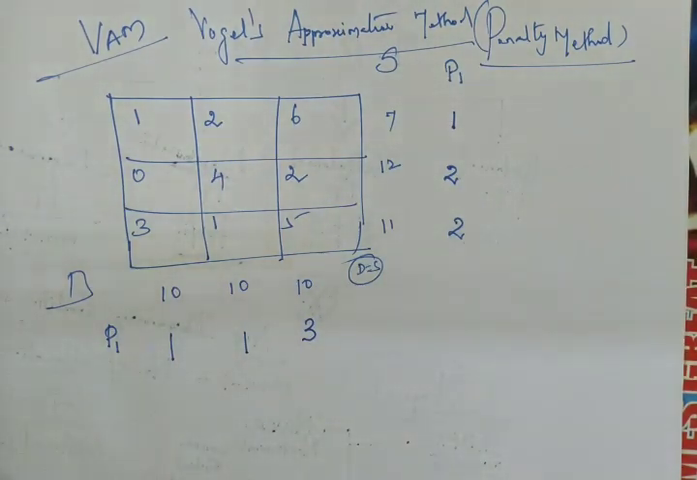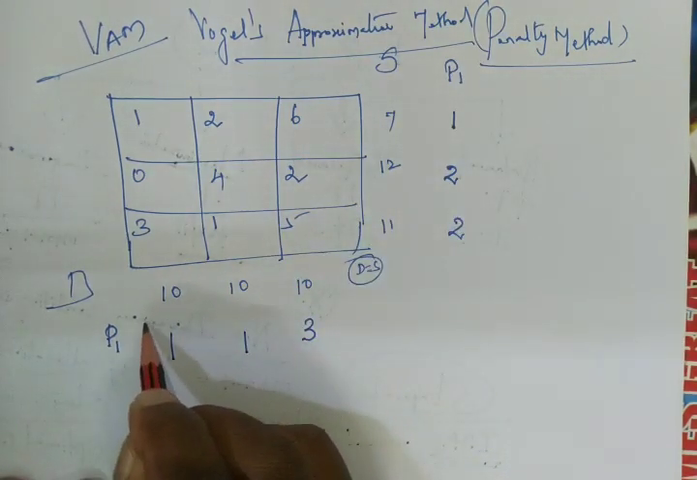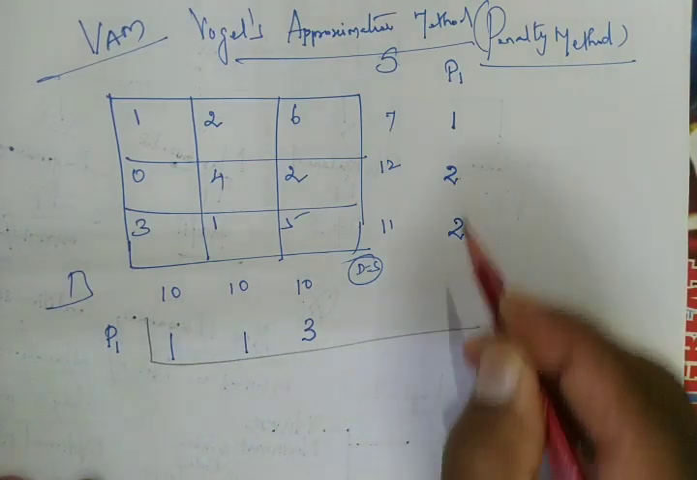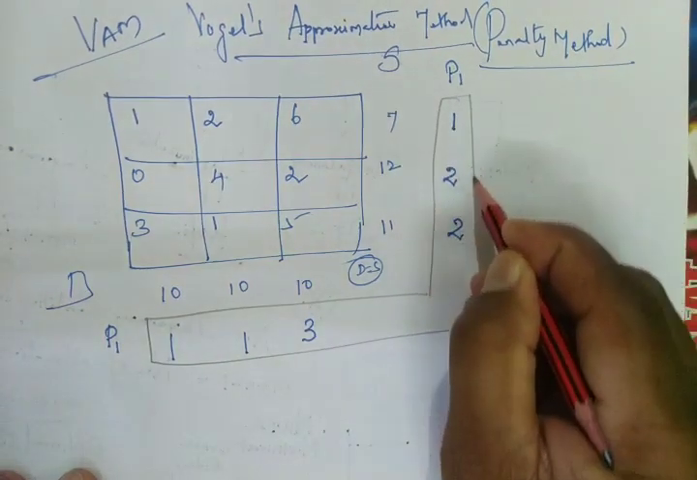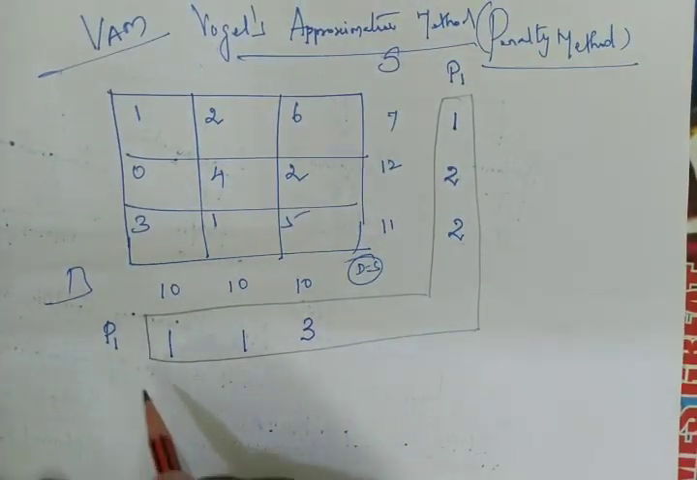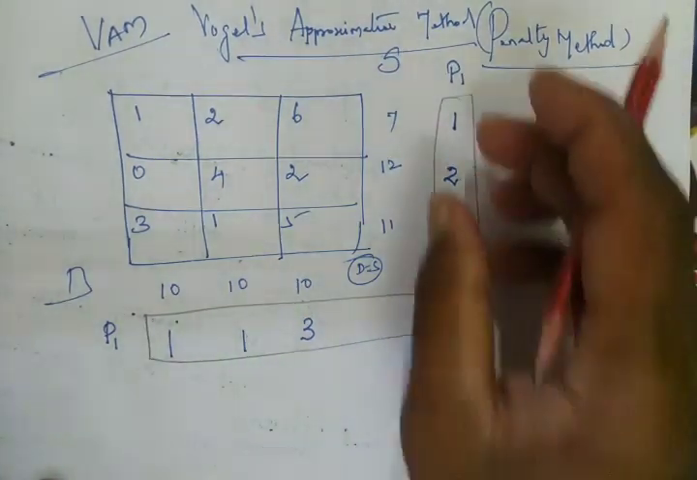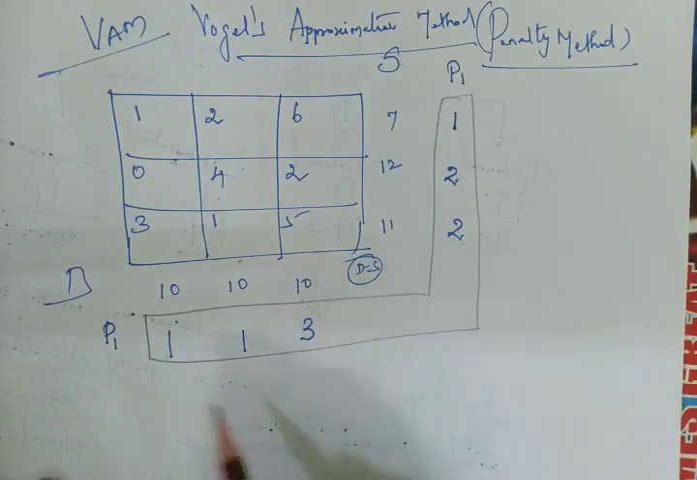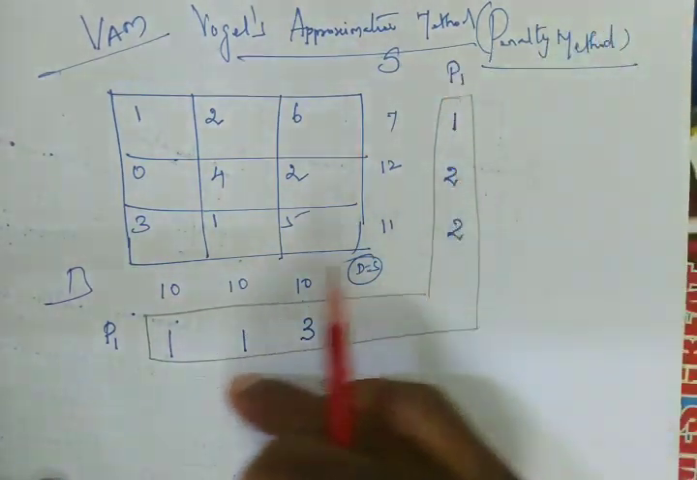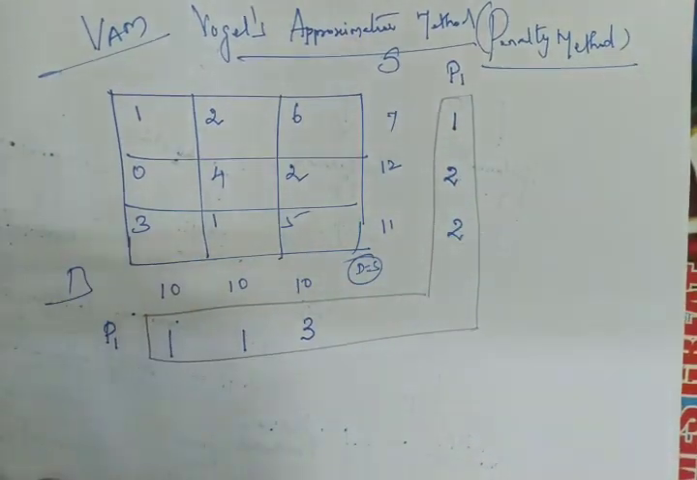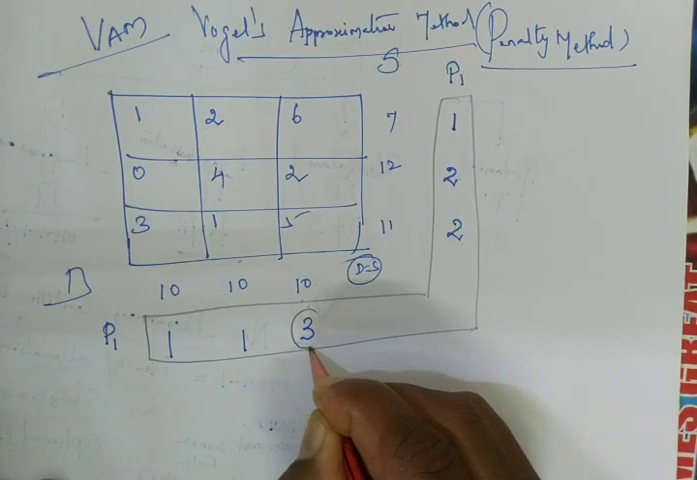This is the P1 penalty. We are going to compare the entire penalties of P1. After finding the penalties, you have to see the maximum among the P1 penalties. Both of them you are going to compare, not only the column wise penalty or only the row wise penalty. You compare the entire values of P1. So which is maximum among them? If you select the maximum here, it is 3.